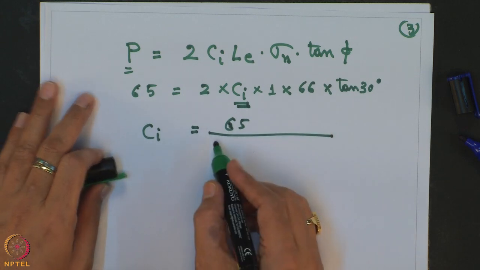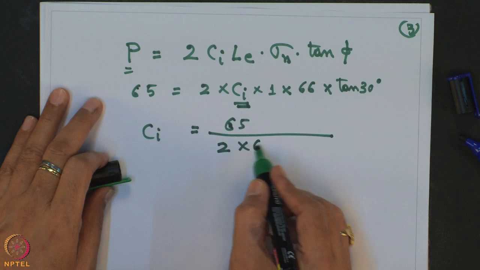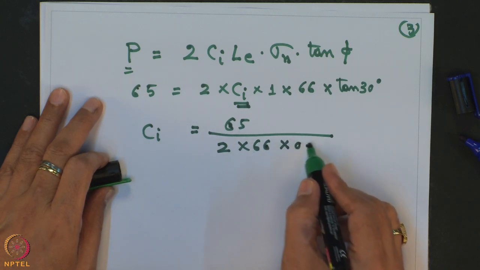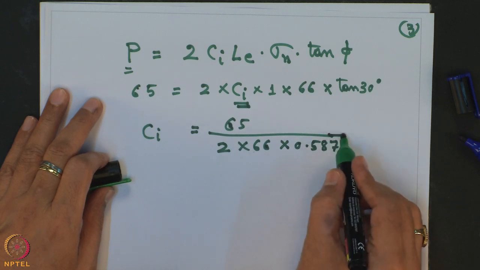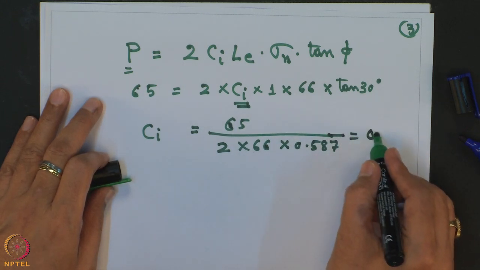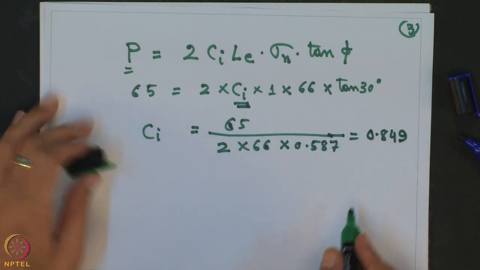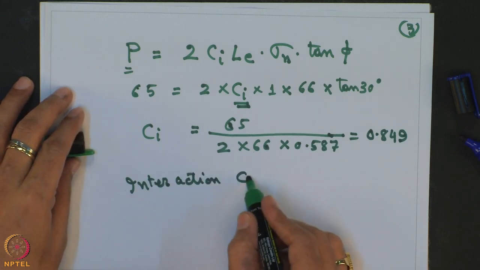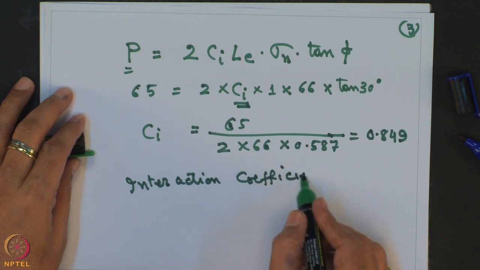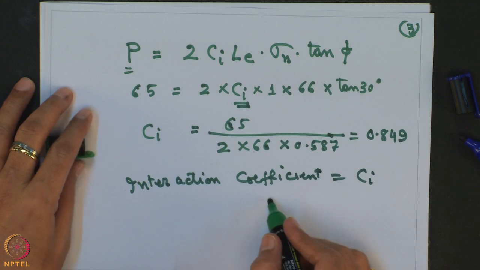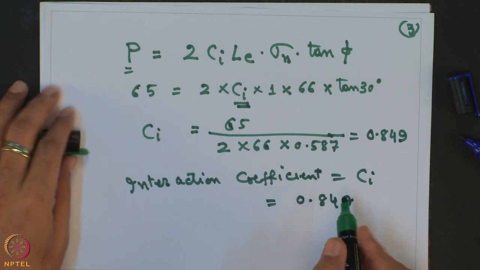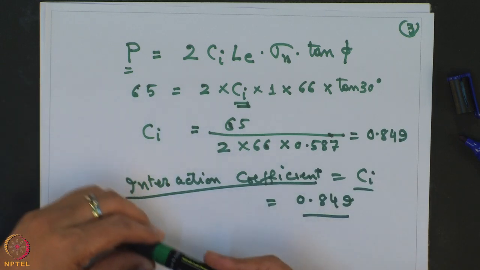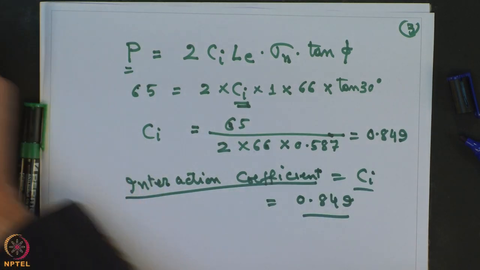this divided by 2 into 66 into 0.587 tan 30 degree. So this will be equal to 0.849. So you can say that the interaction coefficient, that is C of I, will be equal to 0.849. So this is very important, and now you know how to calculate the interaction coefficient of the geogrid material or any geosynthetic material.